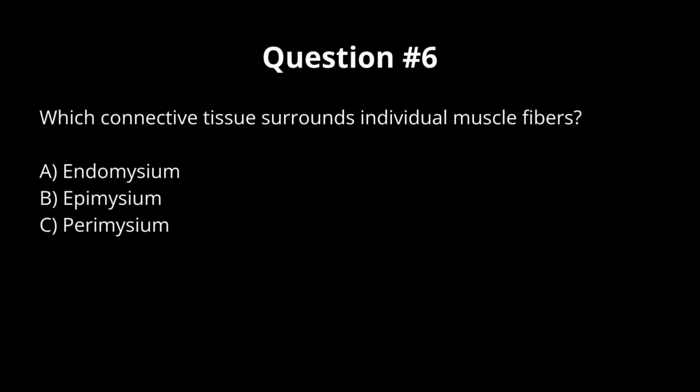Question number 6. Which connective tissue surrounds individual muscle fibers? A. Endomysium. B. Epimysium. C. Perimysium. The correct answer is A. Endomysium is a thin connective tissue covering that surrounds each muscle fiber, providing structural support and connection to adjacent fibers.